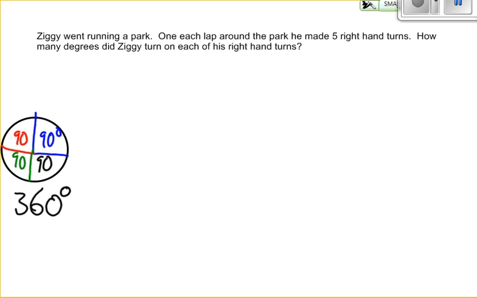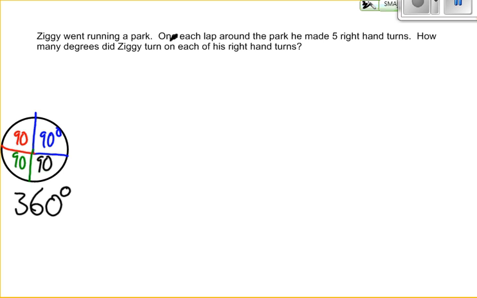Now, let's use this information to help us with this problem. It says Ziggy went running in a park. On each lap around the park, he made 5 right-hand turns. How many degrees did Ziggy turn on each of his right-hand turns?